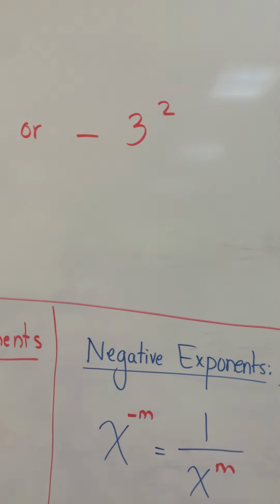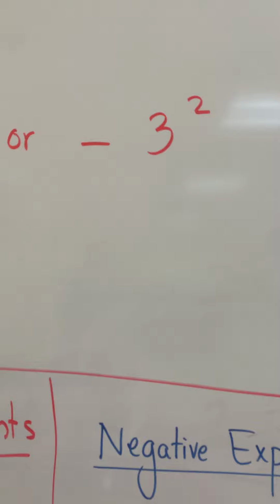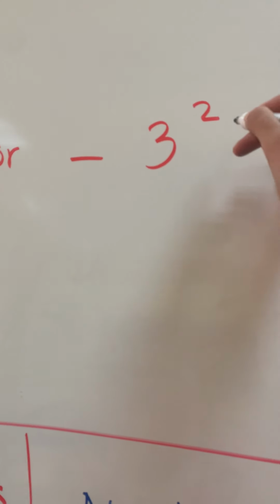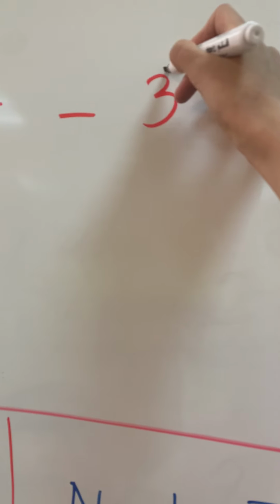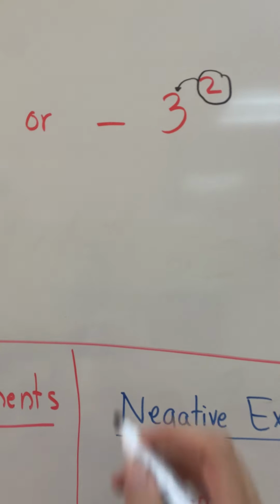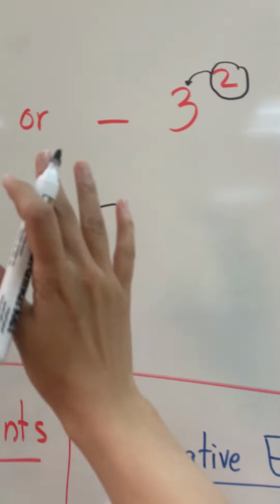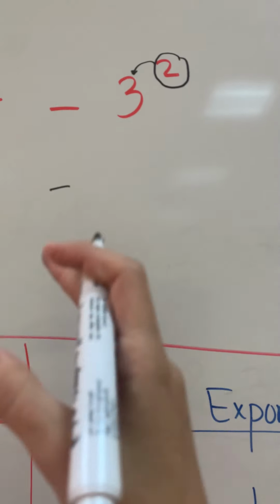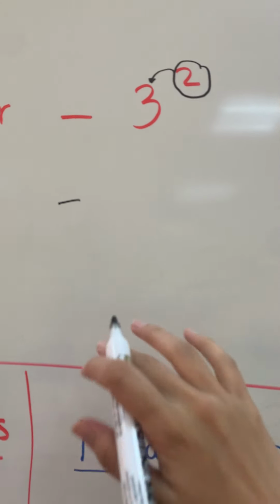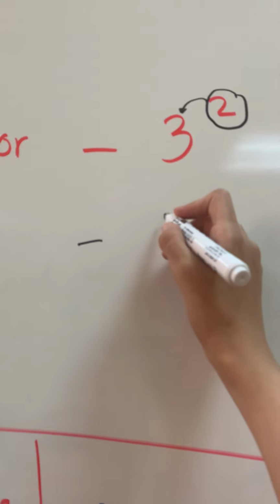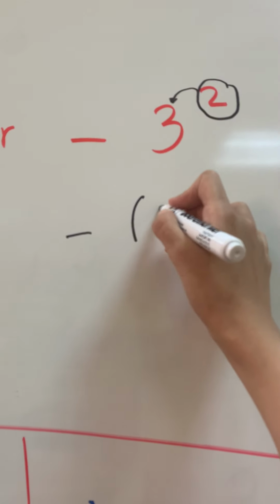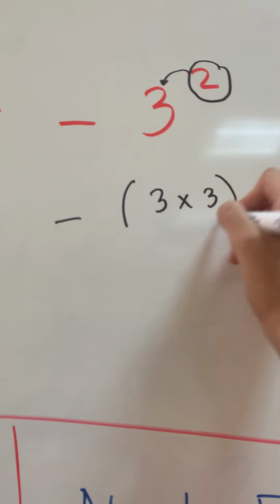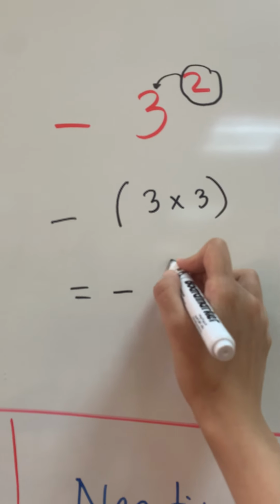But in the second example, if I have minus 3 raised to the power 2, here this exponent is only for the 3. So you're going to keep the minus, I don't work with it, or you can write minus 1 times this number, but I prefer this method. So you're going to keep the minus away. What's 3 raised to the power 2? It's 3 times 3, which is 9, so the answer is minus 9.